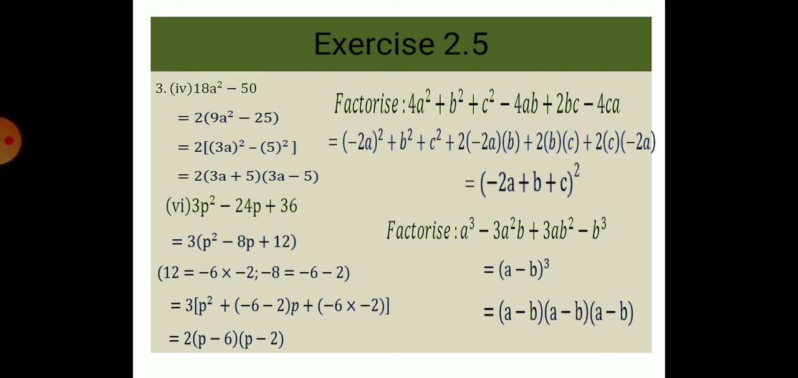Even in the sixth problem, the same thing is happening. So we take out 3 common from 3, 24 and 36. When we take 3 common, the remaining polynomial inside the bracket is p² − 8p + 12. By observation, we can say that the factors of 12 are −6 into −2, that is +12, and the middle term −6 − 2 will give −8.